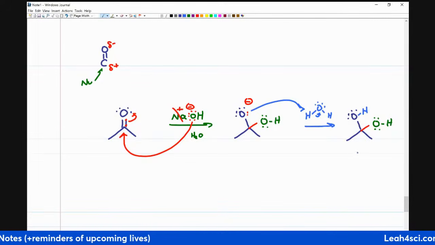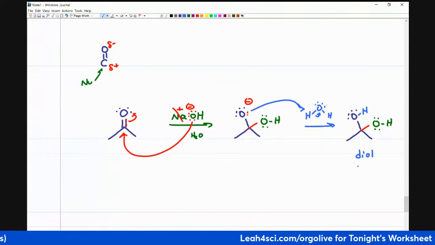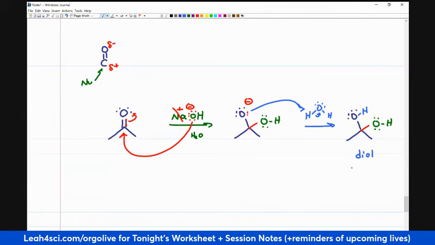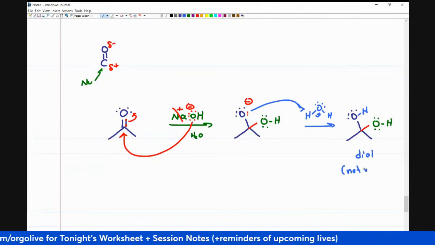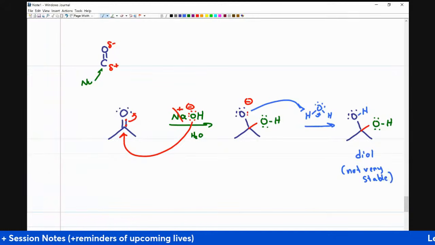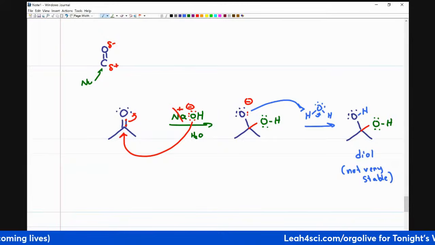So this right here is called a diol. Specifically, it's a geminal diol. It's like a gem. You hold two in the same hand because you don't want to let it go. And the diol is not very stable. So you're typically not going to see it exist as is, but you should know how to do the reaction.